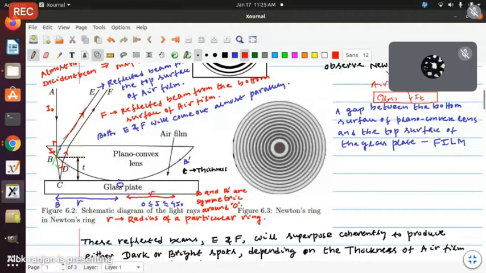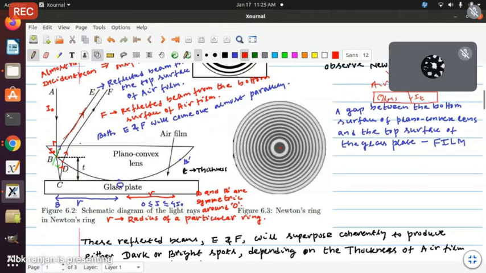So E is due to the reflected beam from the top surface of the air film, whereas F is the reflected beam from the bottom surface of the air film. If you use some transparent liquid, then you can say liquid film rather than calling it air film.